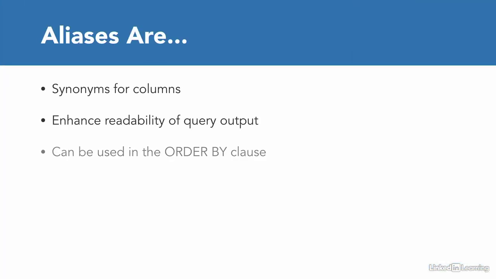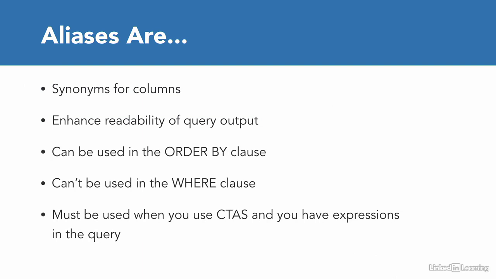Here is a list of what aliases are or are not, what they can and cannot do. Aliases are like synonyms, and they can be used for columns or expressions containing columns, or even for expressions that don't reference a column. They enhance the readability of query output. You can reference them in the order by clause, but not in the where clause. Finally, the one case where you must use a column alias is when you use the Create Table as Select feature, and the query you're using to create the table has an expression.